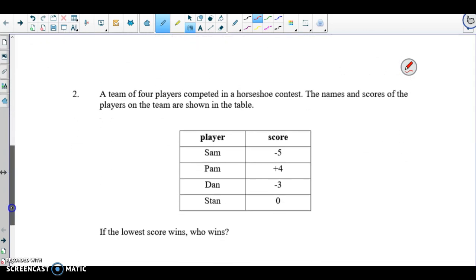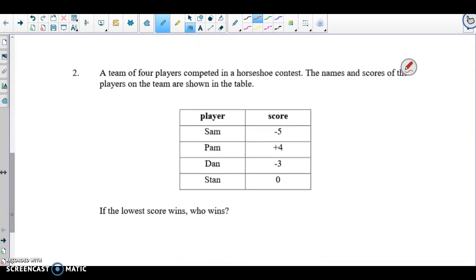All right, number 2, it says a team of 4 players competed in a horseshoe contest, and the names and scores of the players on the teams are shown on the table. So we have Sam, Pam, Dan, and Stan. And their scores of -5, 4, -3, and 0. If the lowest score wins, who wins?